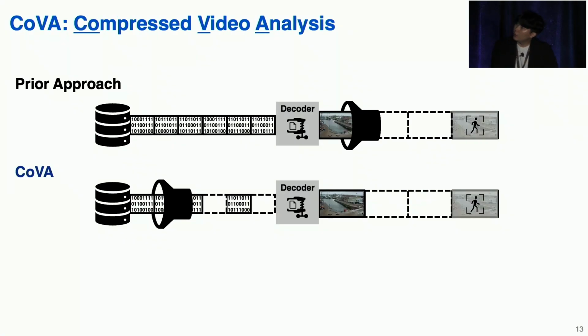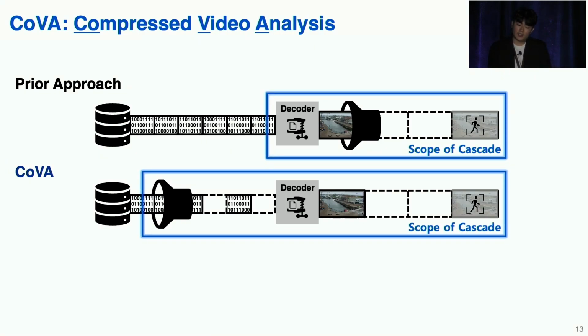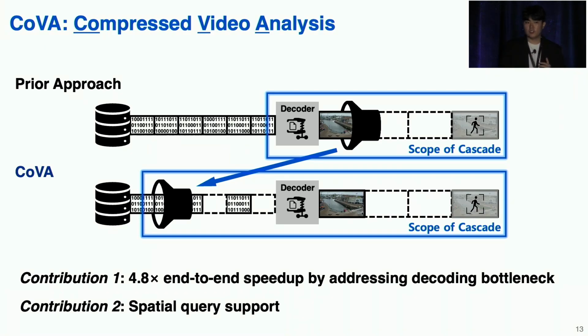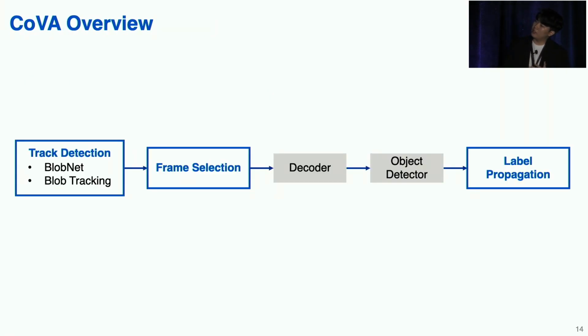And to this end, we devised Kova, shorthand for compressed video analysis. The main idea of our work is to extend the scope of the cascade so that we filter out frames before decoding, not after. This in turn reduces the number of frames going into the decoder, addresses the decoding bottleneck, and offers 4.8 times end-to-end speedup. And at the same time, we designed this filtering scheme in a way that preserves the spatial context so we can support the spatial query.